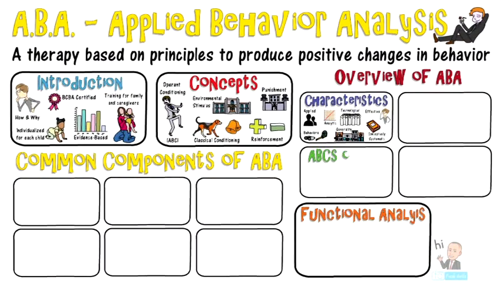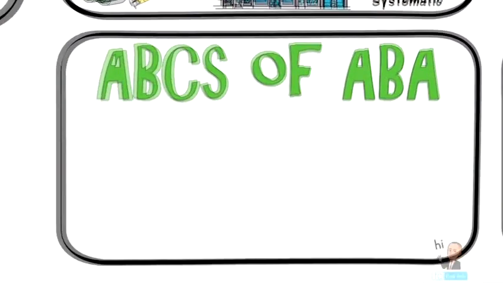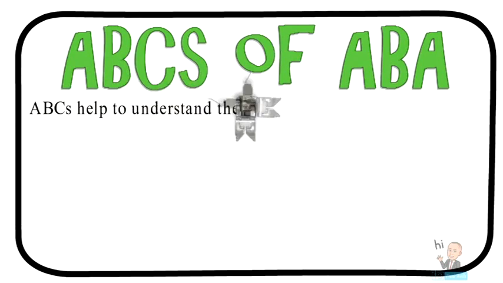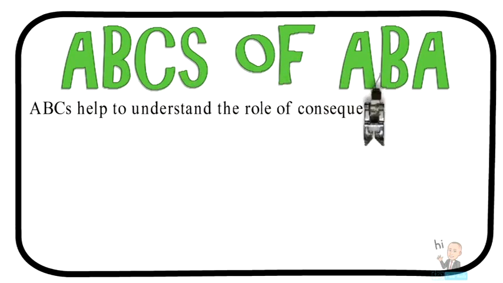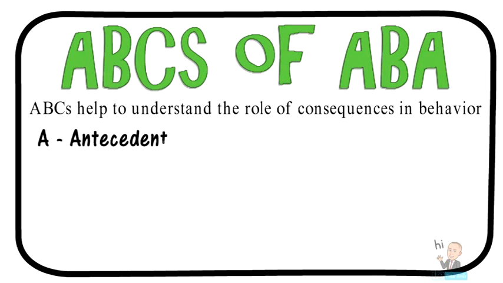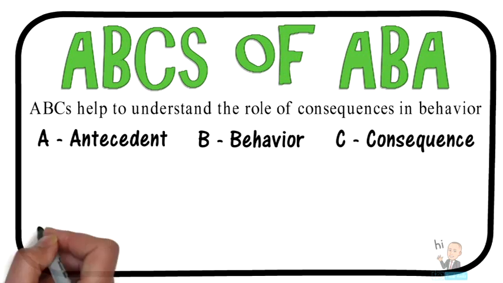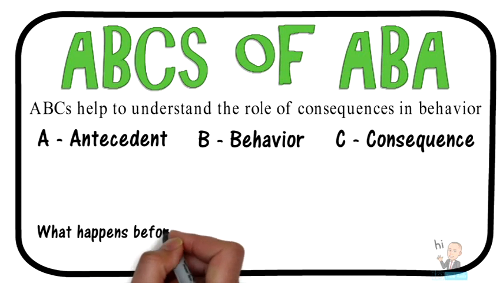ABCs of ABA, to understand the role of consequence in behavior. A stands for antecedents, which is very significant. B stands for behavior, and C stands for consequence. The antecedent is what happens before the behavior.